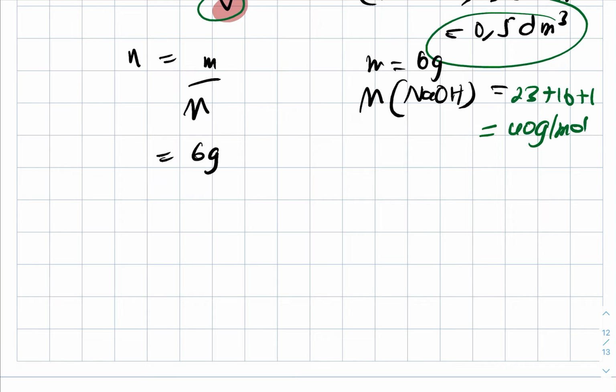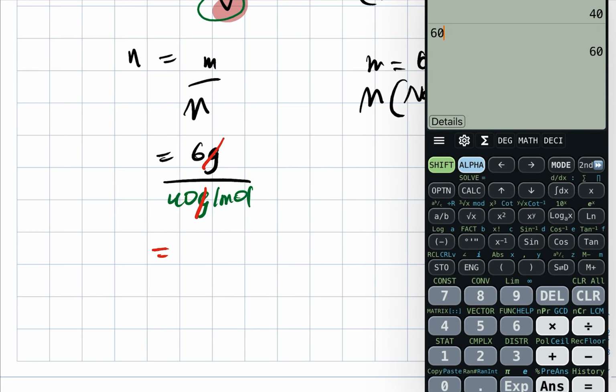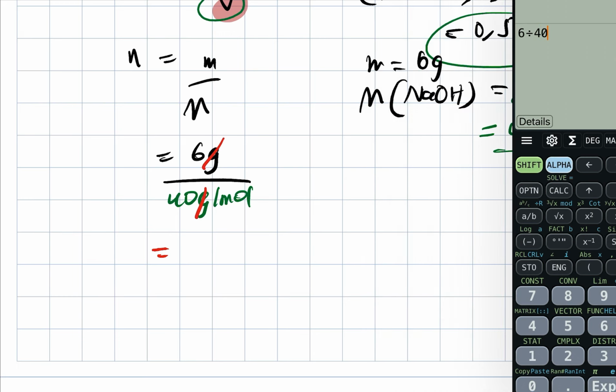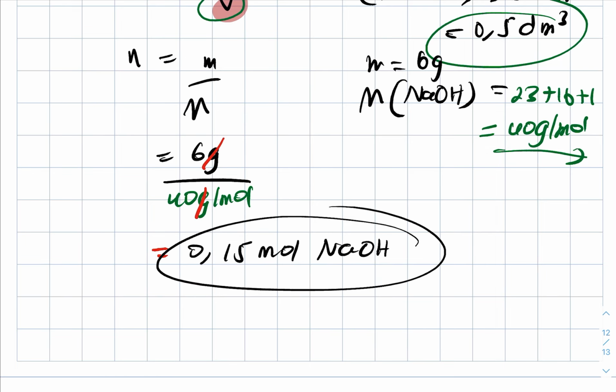So that's exactly what we're going to put here. The mass again is 6 grams divided by the molar mass, 40 grams per mole. And then the grams and grams here will cancel, as you can see. The unit grams cancels the unit grams. I have 6 divided by 40, and it's going to be 0.15. So the number of moles is going to be 0.15 mole of sodium hydroxide.